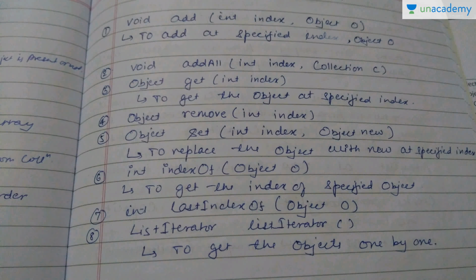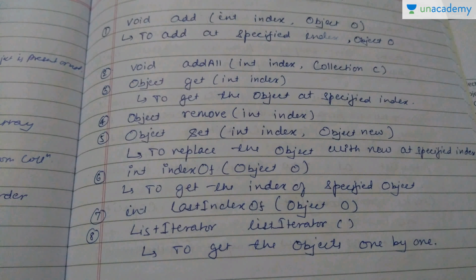Then the next one is Object set(int index, Object new). Its return type is object, so this method will return an object. It is used to replace the object with a new one at the specified index. For example, if I write set(1, abc), then abc will be placed at index 1 and the new object will overwrite the old one. The next method is int indexOf(Object o). This is used to get the index of the specified object. Whatever object is there, we can find its index, and for that we'll use this method.